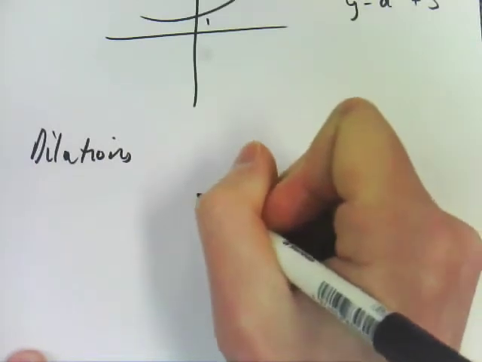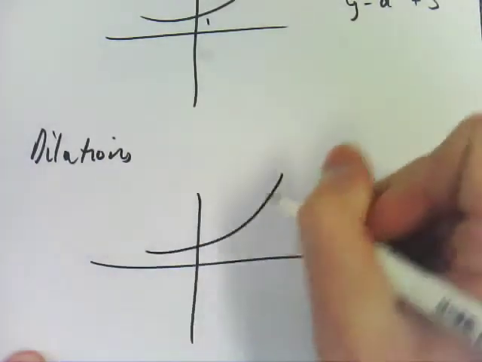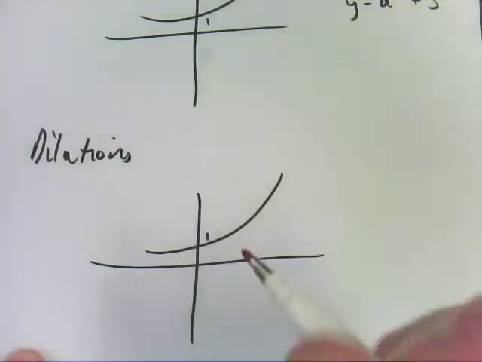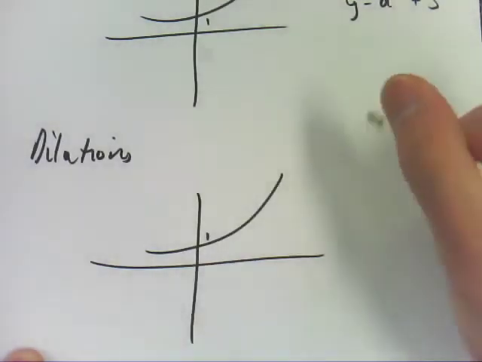So the last one we really need to talk about is dilations. Okay, so your standard graph, going through one, there's a couple of ways you can dilate. You can dilate from the x and you can dilate from the y. And this is where it gets a little bit sketchy. Okay, so remember in the past for dilations we had an a out the front, or a number out the front multiplying.